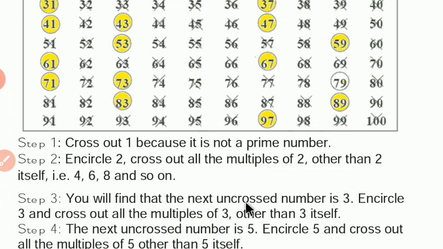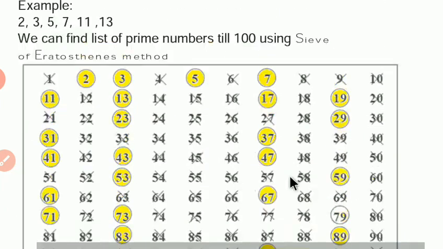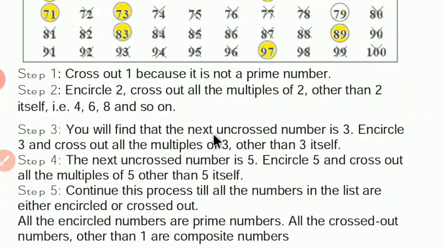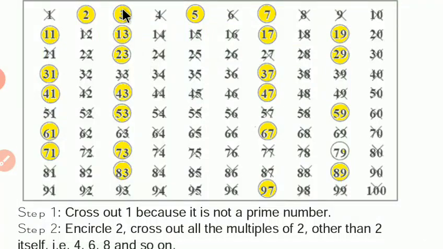Second, you will find that the next uncrossed number is 3. You can see that 3 is not an even number. It means it is not a multiple of 2, so it is left. So circle 3. After that you cross all the multiples of 3 other than 3 itself. So don't cross 3 but its multiples. Its multiples means 6, then 9, 12, 15, 18, which are not crossed in the second step.